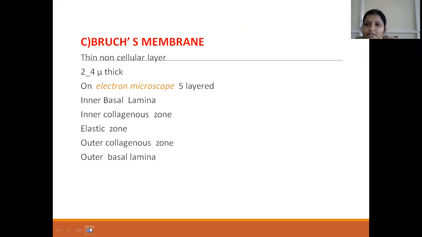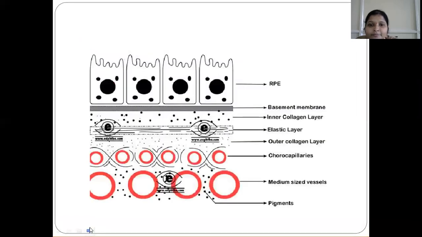Next, coming to Bruch's membrane. It is a thin non-cellular layer and it is about 2 to 4 microns thick, and it consists of 5 layers on electron microscopy, that is inner basal lamina and outer basal lamina. And in between it has inner collagenous zone, outer collagenous zone, and with an elastic zone in the middle. So here you can see the RPE basement membrane, inner collagenous layer, elastic layer, outer collagenous layer, and again there will be a basement membrane here.